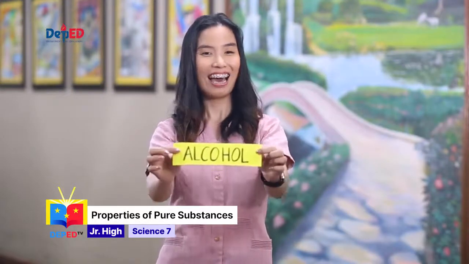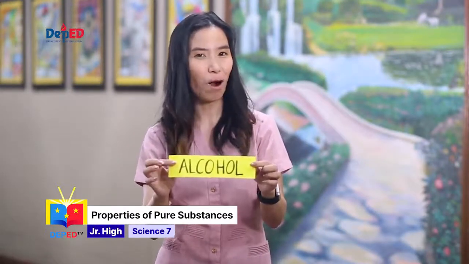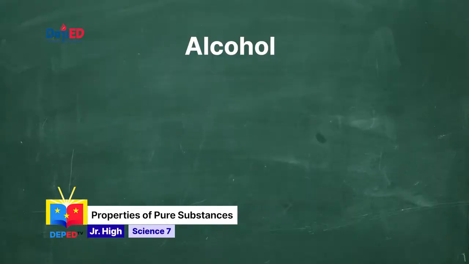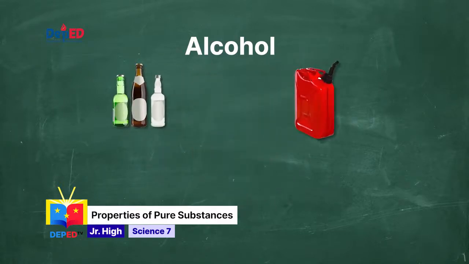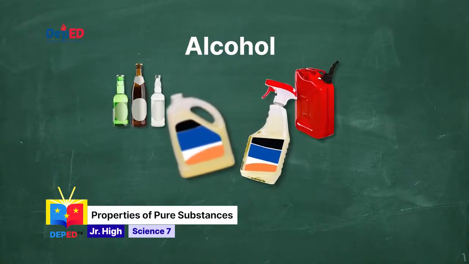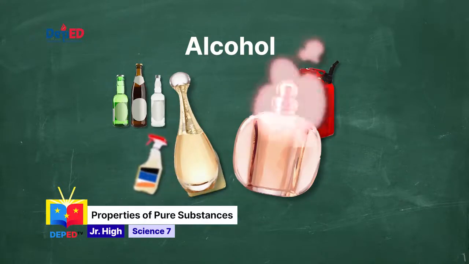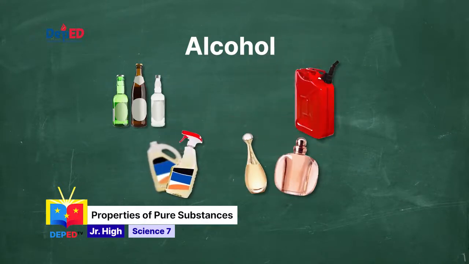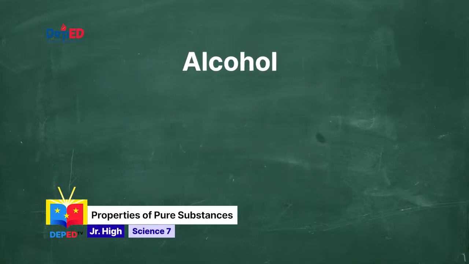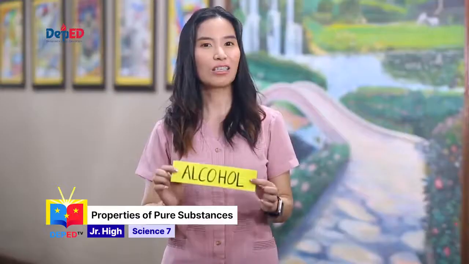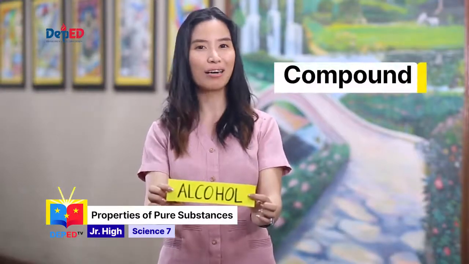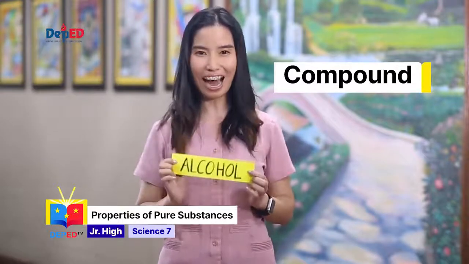Alcohol. Is it an element or a compound? Alcohol is used as an ingredient in alcoholic beverages, as fuel, and as a solvent such as disinfectants, perfumes, and cosmetics. It has so many uses. Alcohol is a compound because it is a combination of 2 atoms of carbon, 6 atoms of hydrogen, and oxygen. So, if your answer is compound, amazing! You are right!